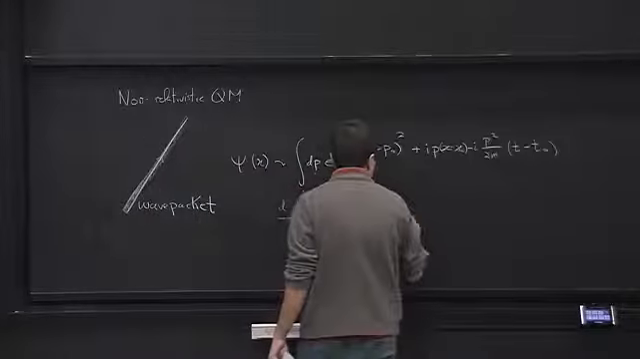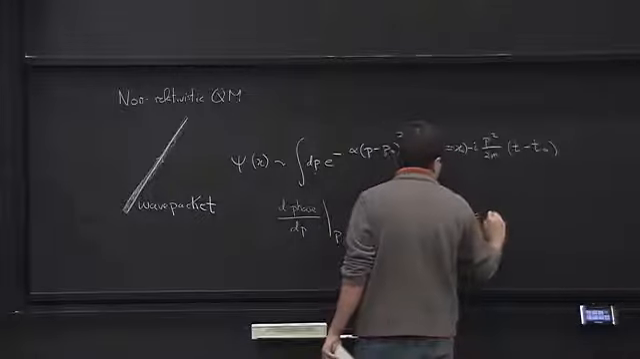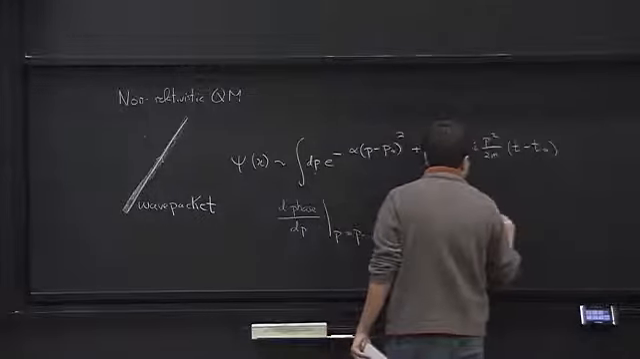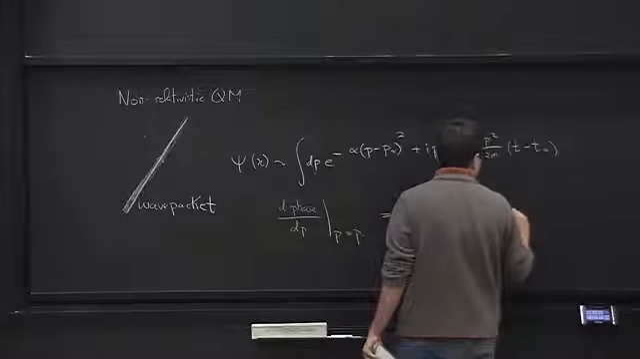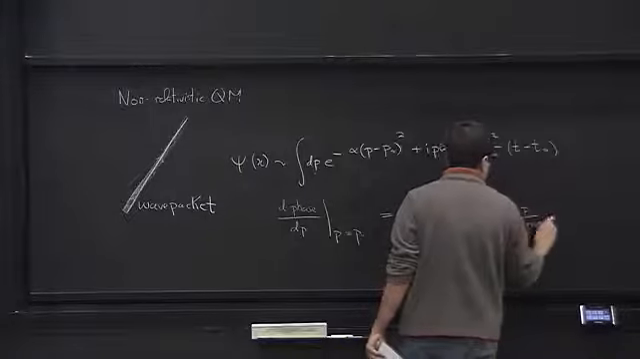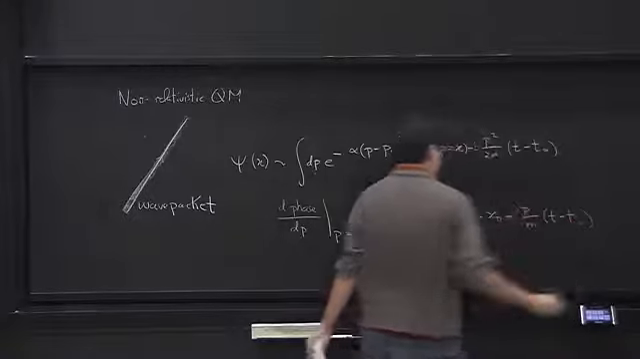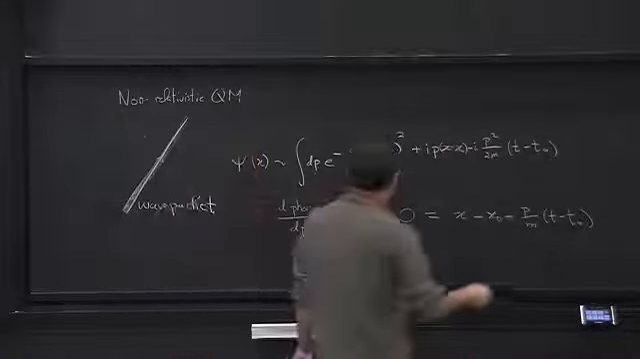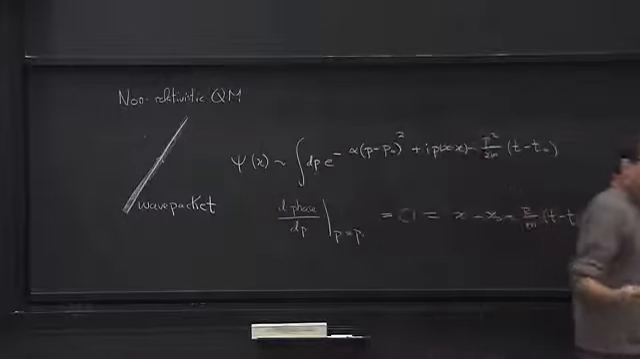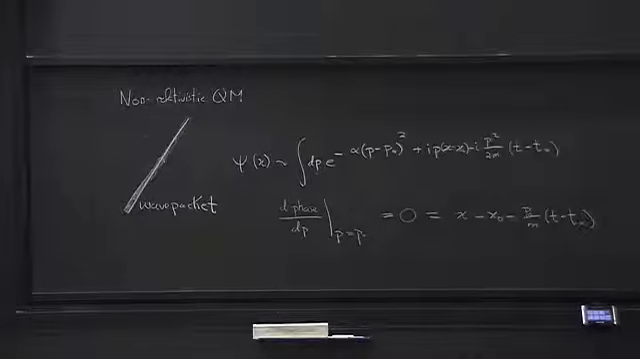If we impose that the derivative of the phase is equal to 0, we just take the derivative and get something trivial. We get that x minus x naught plus or minus P over m times T minus T naught equals zero, at P equal to P naught. So nothing special. The particle just travels with some velocity. It starts at some position x naught and travels with velocity P over m for some time T minus T naught. Yes, just the movement of a particle.